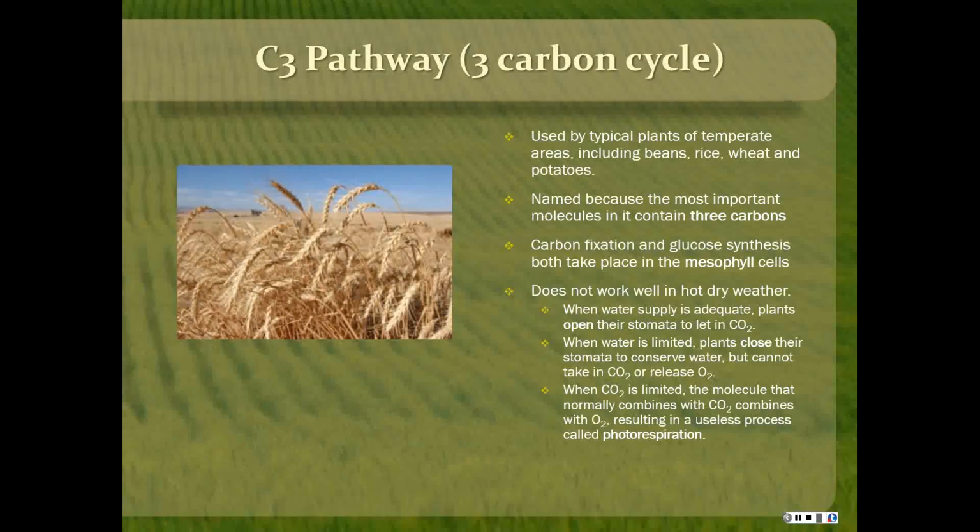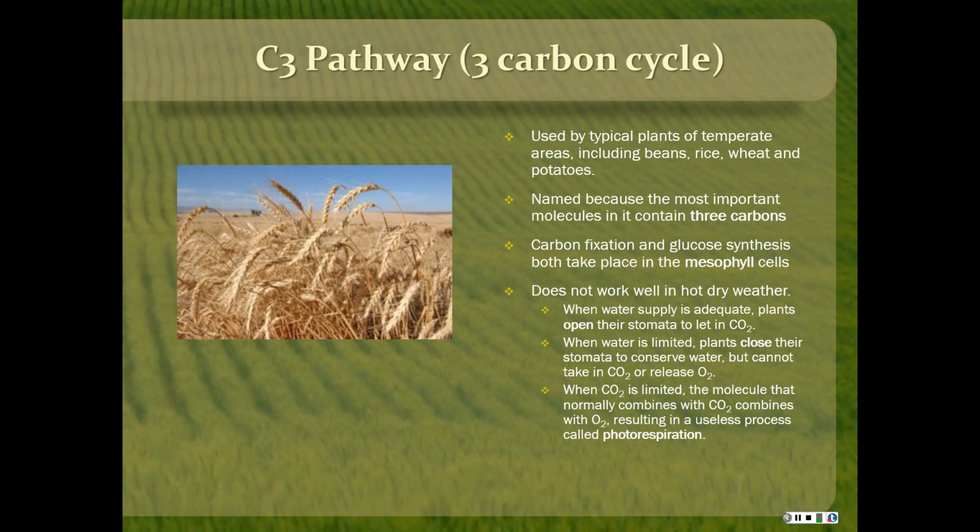And the plants have different ways of harvesting CO2 and fixing it. The process of harvesting CO2 and making glucose is known as carbon fixation, and there are different ways that this happens based on the plant and the type of climate it's evolved under. So the C3 pathway of carbon fixation and making glucose is used by typical plants of temperate areas, areas where it's not too hot or too cold. And as far as crop examples, those are beans, rice, wheat, and potatoes, and some others.